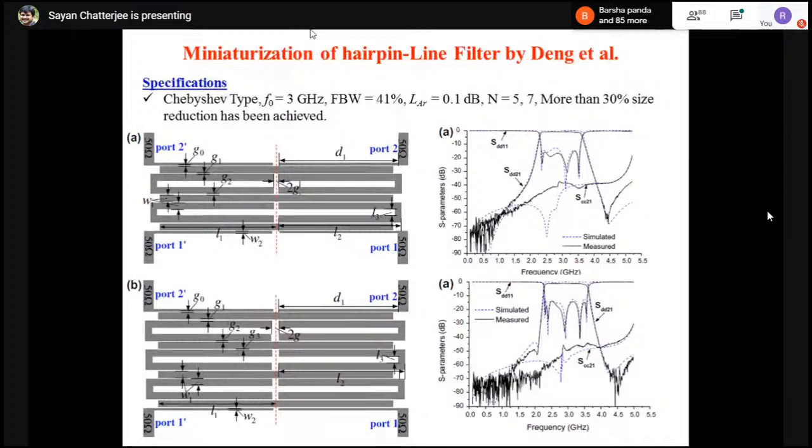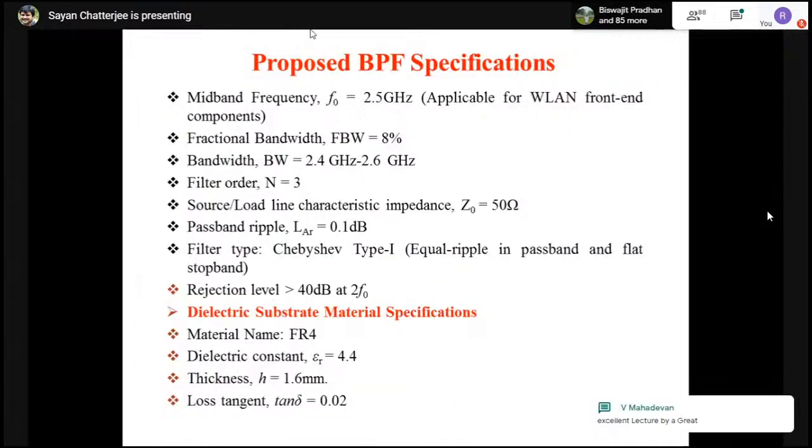So what we are basically doing is again taking a specification of 2.5 GHz, now with fractional bandwidth 8% and an order of 3, and the same filter specifications, same material specification.